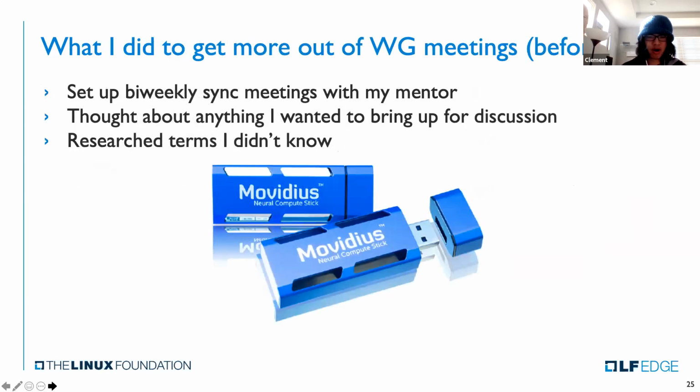So what did I do to get more out of working group meetings? Well, before the meeting, I set up bi-weekly sync meetings with my mentor first to get more familiar with OH. So shout out to Troy for often going overtime to help me. I thought about anything I wanted to bring up for discussion as well, even if it's a small update on what I was doing. And I did some research on terms I didn't know from the last meeting. One of the first things I looked up was what is, at a general level, a Movidius compute stick. And I'll leave that as an exercise for the viewer. Next slide.